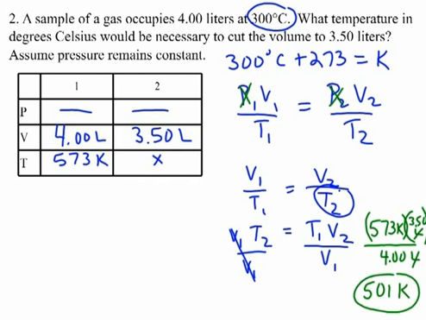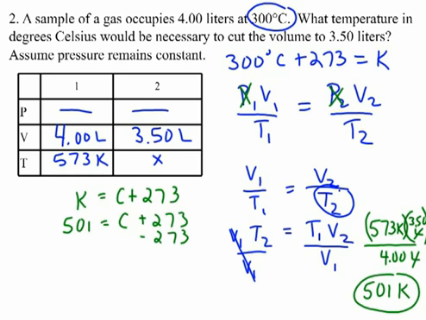Now, that seems like that should be the answer, but if you read the problem carefully, it said that we needed to report our answer in degrees Celsius. So, of course, what we need to do is convert back to Celsius using K equals C plus 273. And what we know is 501 Kelvin is equal to C plus 273. We'll need to subtract 273 from both sides.